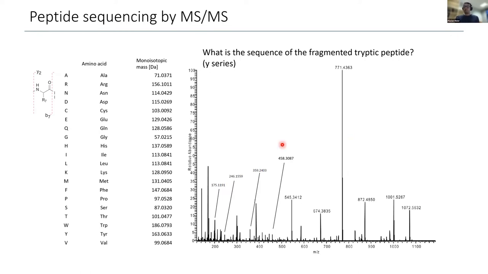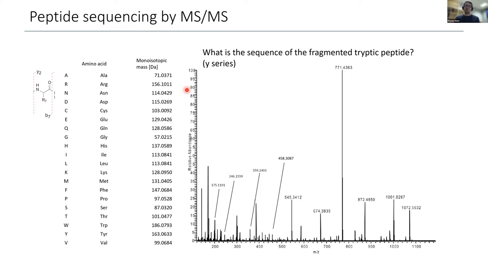Okay, the way you would approach this is, because of this, you would look at differences between two peaks in this fragment ion spectrum. So you can calculate, for instance, the difference between 771 and 674. And this would give you a number, and then you can compare this number to this list here.